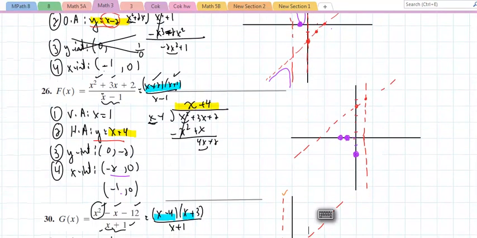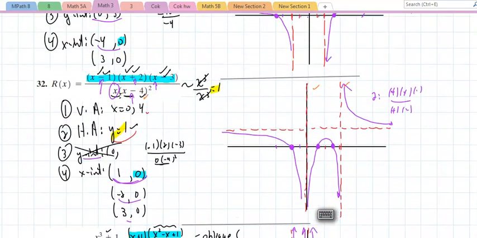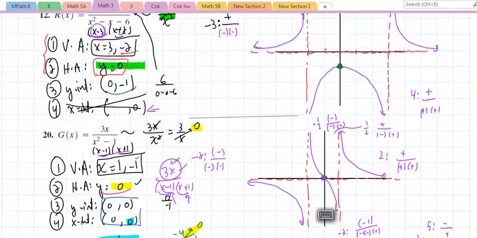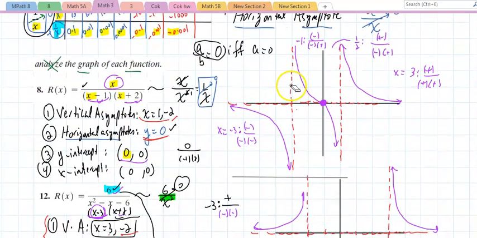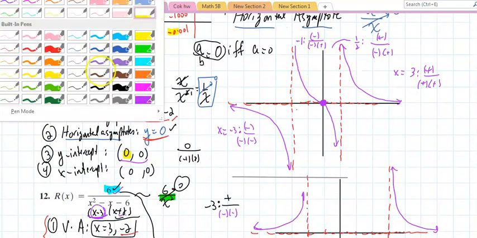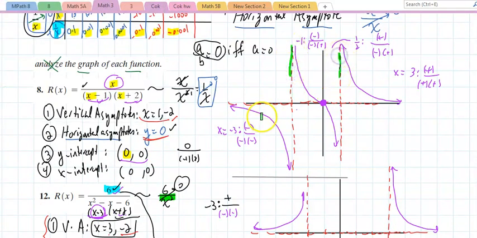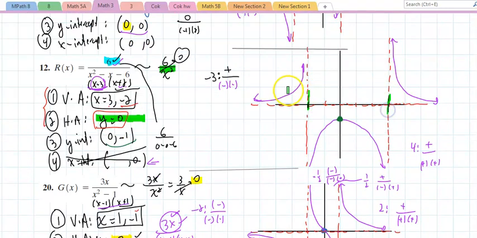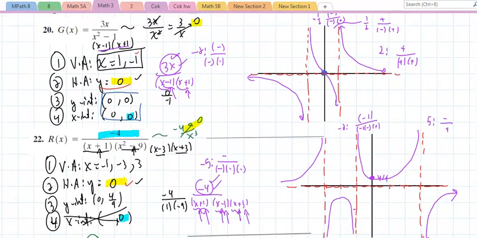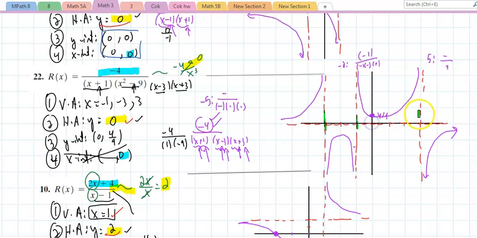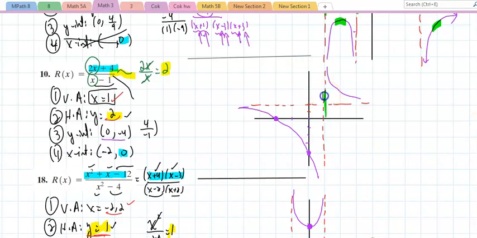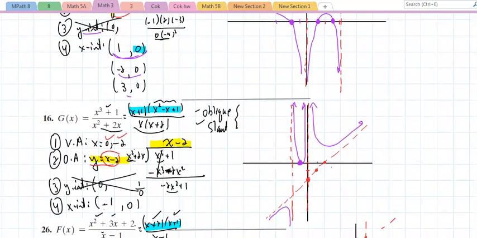This graph. By the way, I forgot to mention, the number of pieces of the graph is always one more than the vertical asymptotes. So if you have 2 vertical asymptotes, then you're going to have 3 pieces of the graph. If you have 3 vertical asymptotes, one more: 1, 2, 3, 4 pieces. 1 vertical asymptote, 2 pieces. Right? Something to keep in mind, keep you in check.